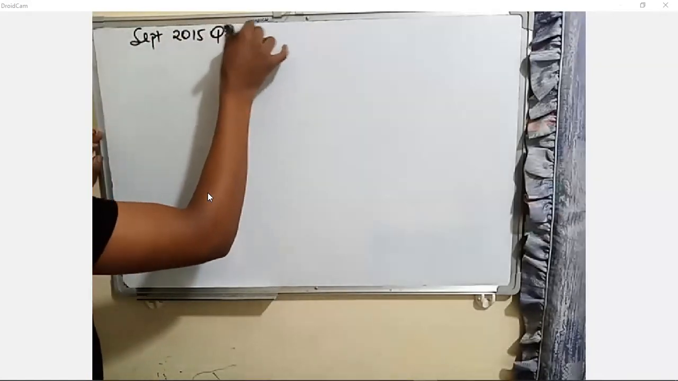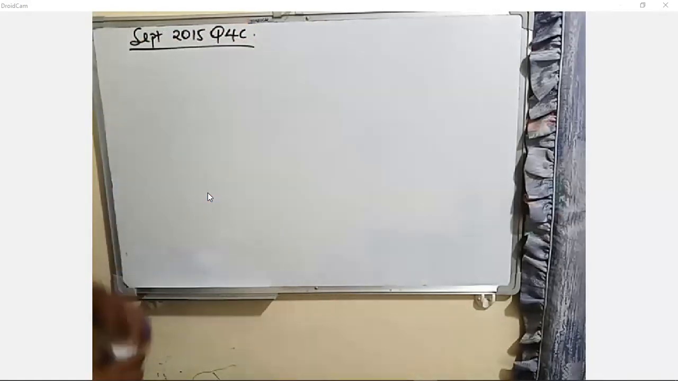So in this case, we are doing September 2015, question number 4C. We are going now to start doing a lot of questions. No illustrations, maybe few from some time back. But now we have started doing our questions in this past paper. I'm aware that we are going to be doing a lot of the questions here.